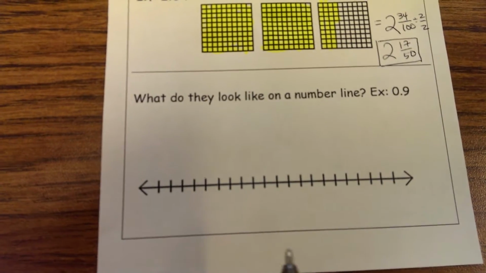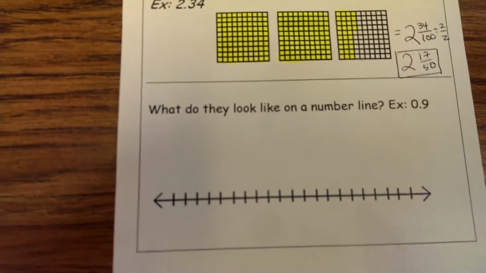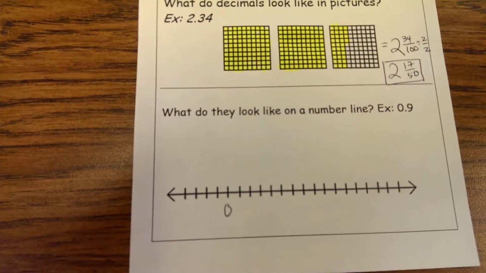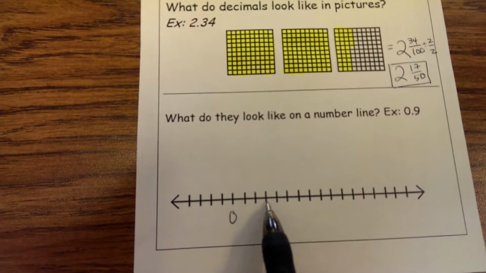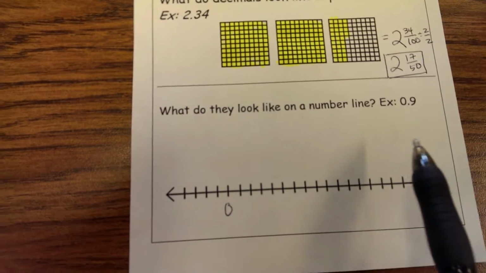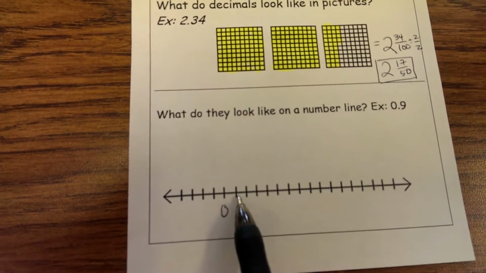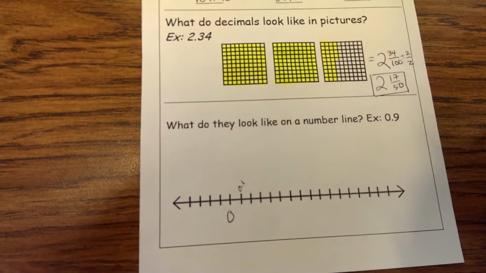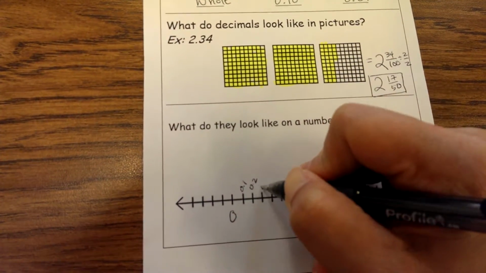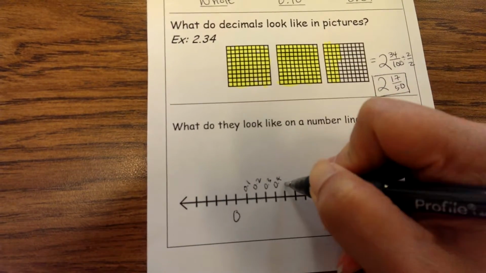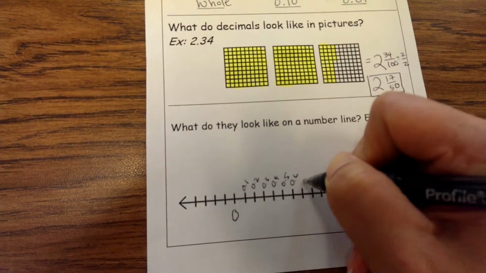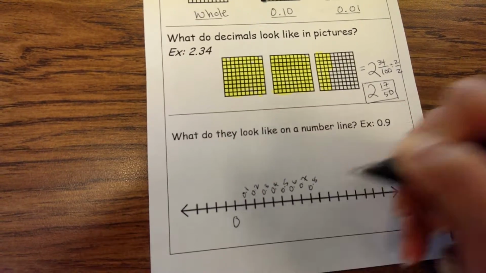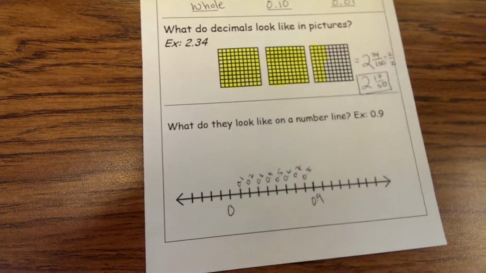Last thing, let's look at a number line. How do decimals look on a number line? So this is 9/10. Let's say I put my 0 over here. Now I need to figure out how much each tally is worth. Since I'm trying to graph 9/10, I'm going to say each tally is 1/10. So this would be 1/10, 2/10, 3/10, 4/10, 5/10, 6/10, 7/10, 8/10, and then here, this one right here would be 9/10.